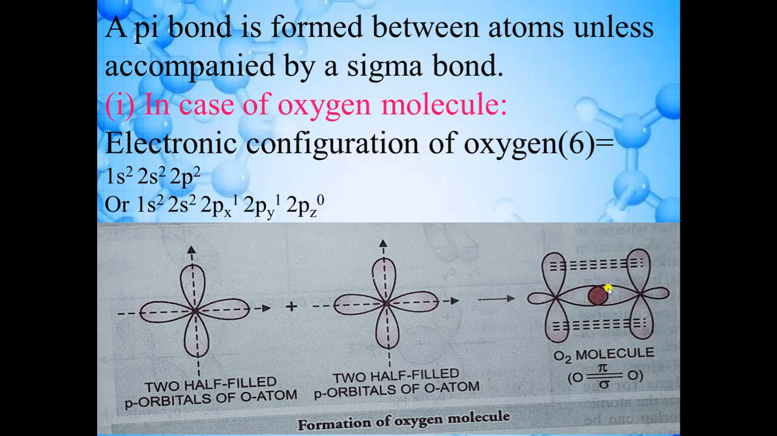Now here there are two types of overlapping. This is end-to-end overlapping and this is sideways overlapping. I have already told you that end-to-end overlapping of p orbitals forms a sigma bond. So here we will write sigma bond. And sideways overlapping forms a pi bond. So here you will write pi bond. Sigma bond is represented by this sign and pi bond is represented by this sign. So this is how sigma and pi bonds form in the oxygen molecule.